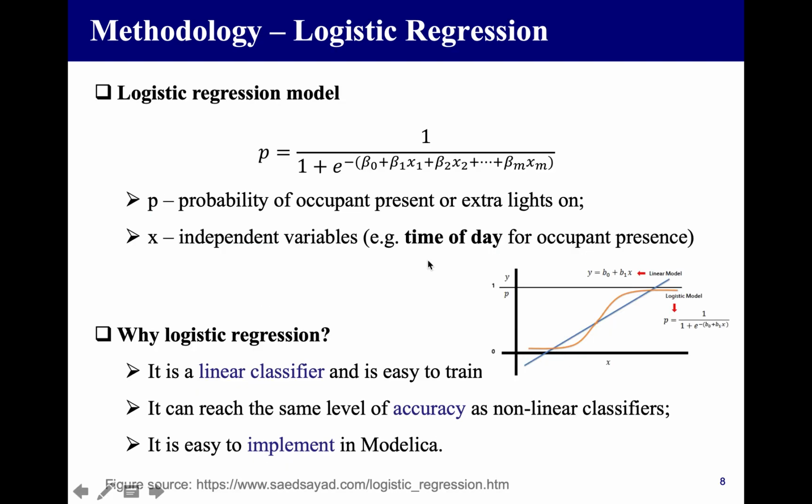Here's the logistic regression model equation we used. And this is the shape of a logistic regression model. It has an S shape. Here P represents the probability of occupant present in the building, or for extra lighting, it means extra lights are on in the building. And the independent variable X here, for predicting occupant presence, we use time of day as the independent variable.